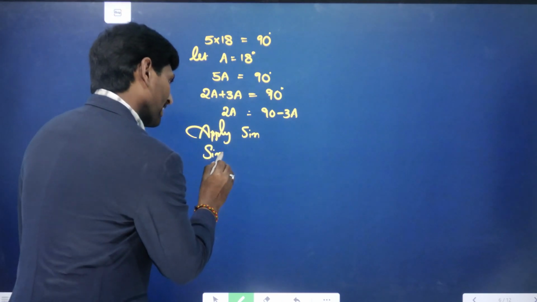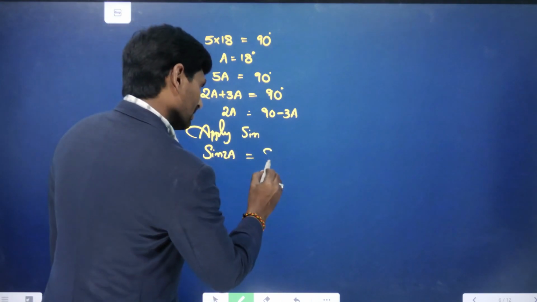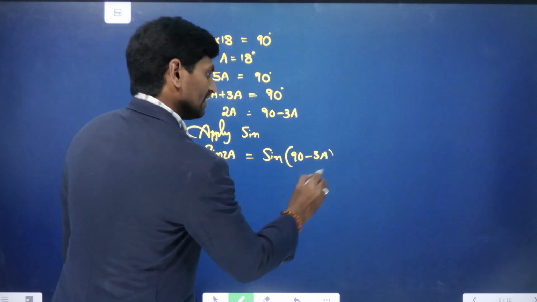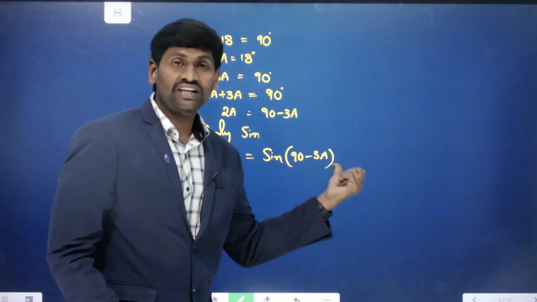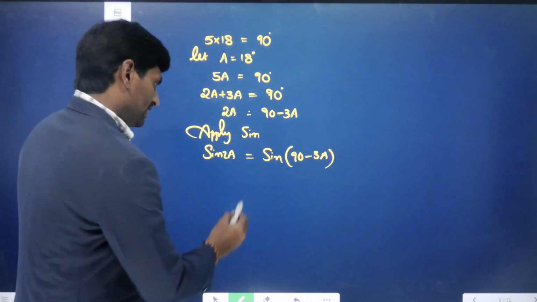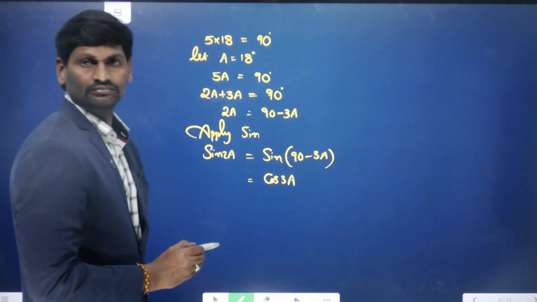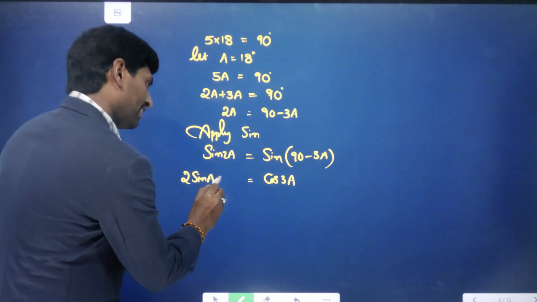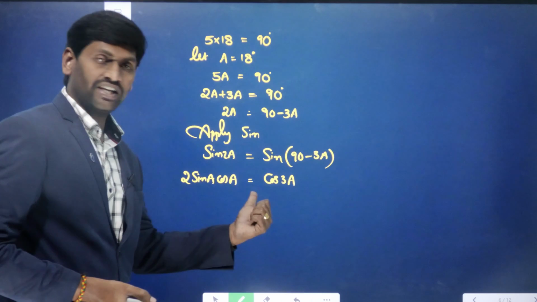Then it will be sine 2A equals sine of 90 minus 3A. It looks like a complementary angle. Sine 90 minus theta is nothing but cos theta. In the same way, sine 90 minus 3A becomes cos 3A. The sine 2A formula is nothing but 2 sine A cos A.